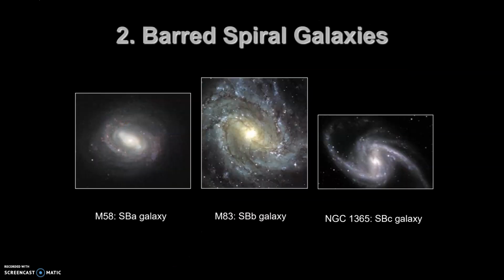Okay. Our next one is called a barred spiral galaxy. The biggest difference here is that the center of that galaxy is going to have a bar shape in the middle. So we're going to see really prominent and different looking spiral arms here, but we're going to see a nice bar in the center of there.